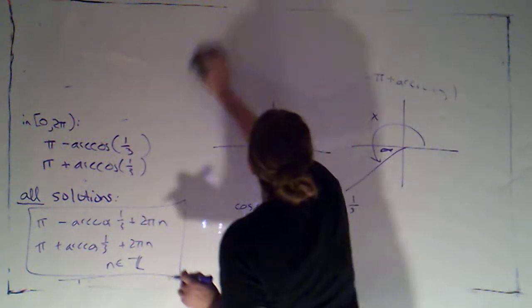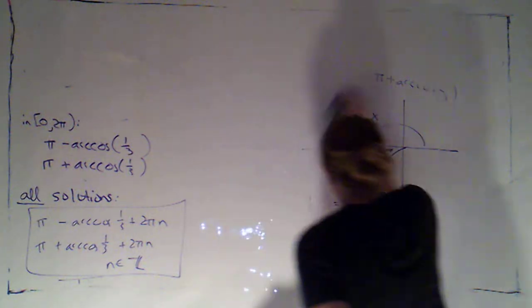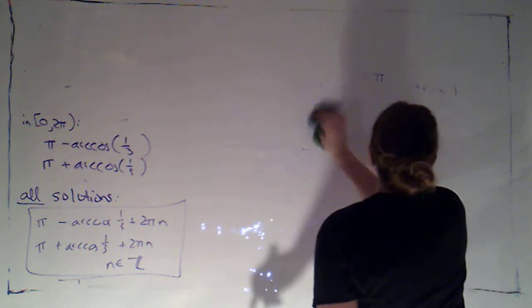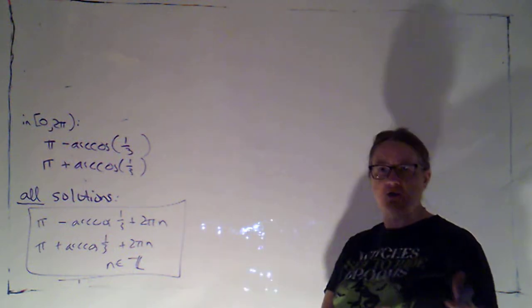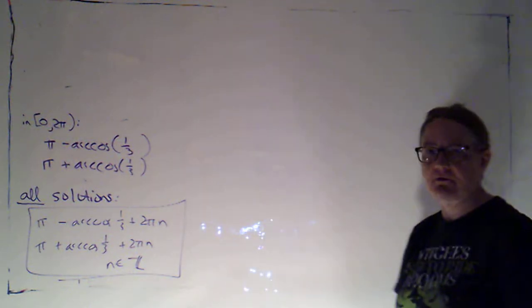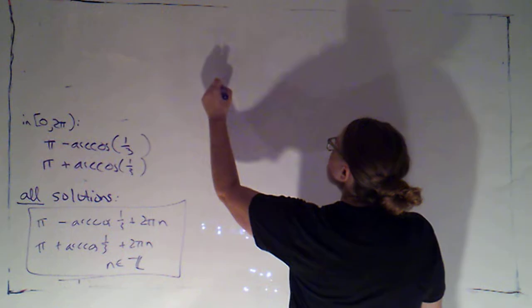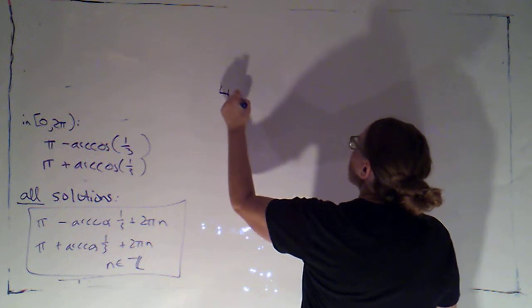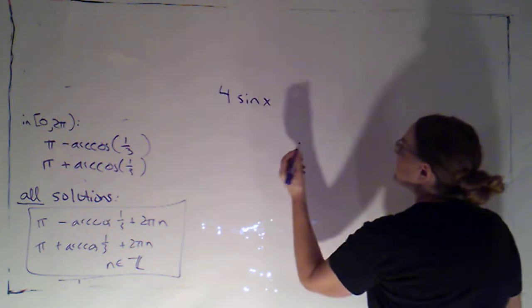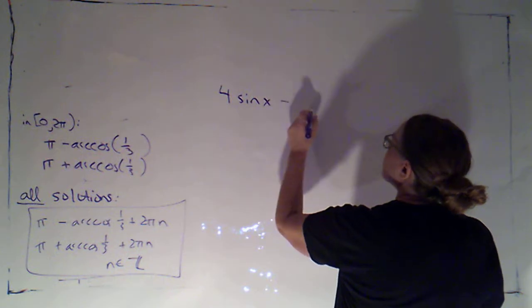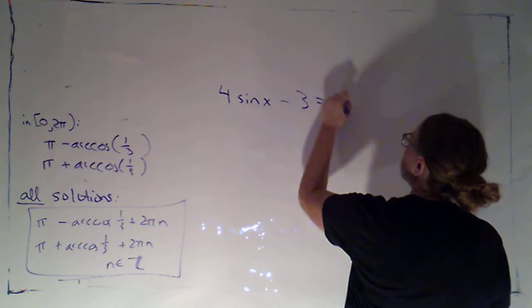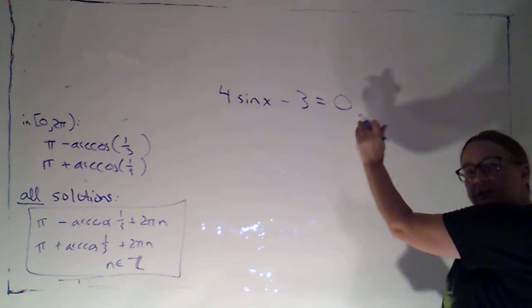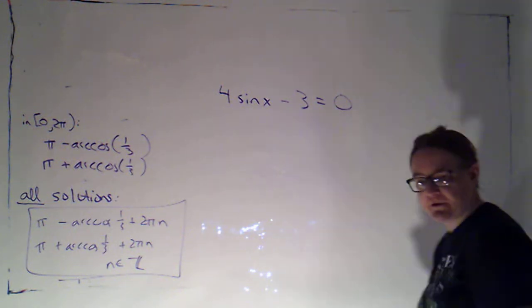Okay, so I'm going to put up another problem on the board for you folks to try. We'll end this video here, but before you turn on the next video, try this one on your own, and then we'll work through it together in the next video. So let's say 4 sine of x minus 3 is equal to 0. So give that one a shot. We'll take a look at it together in the next video.